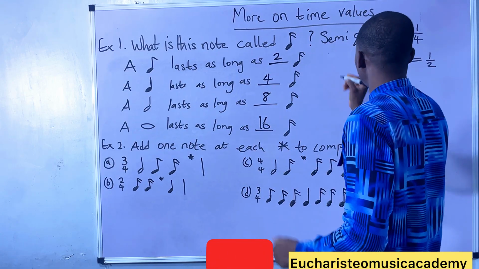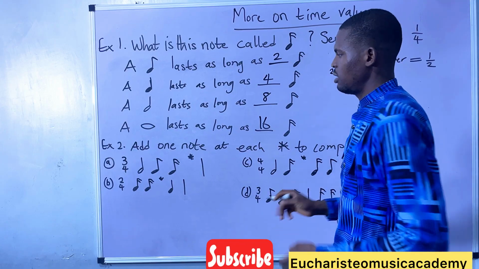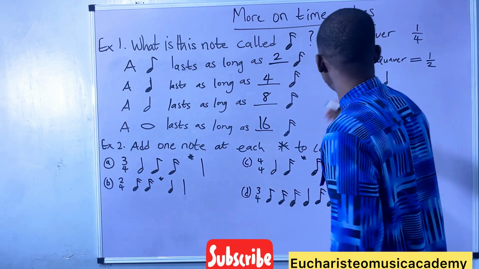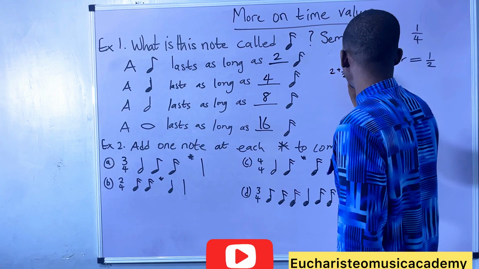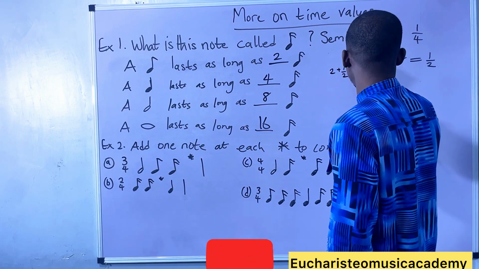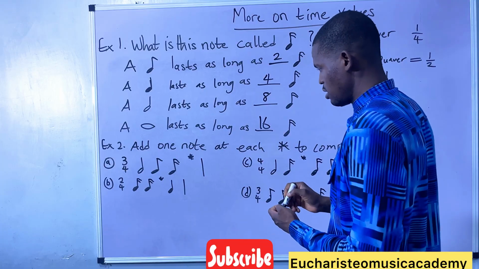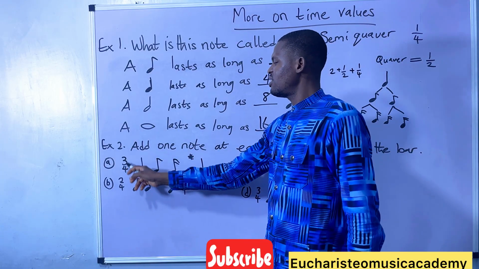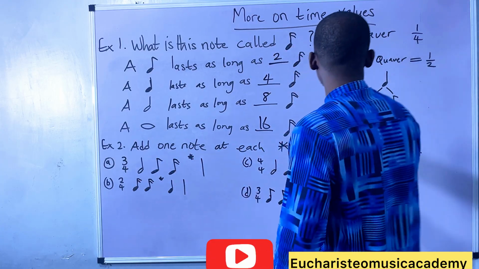Let's work it out here. 2 beats. This is half beat plus half beat. This is quarter beat plus 1/4 beat. And we need 3 crotchets.